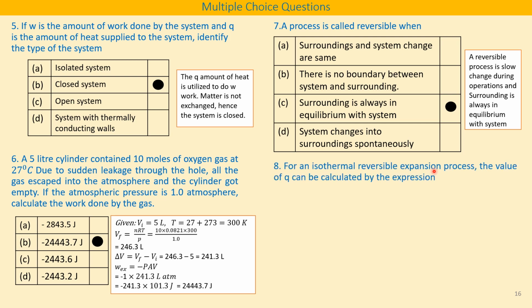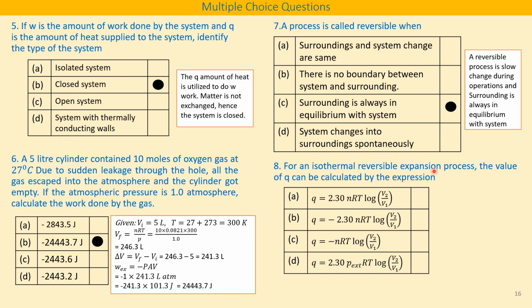Next question. For an isothermal reversible expansion process, the value of Q can be calculated by the expression. Please read all the four options carefully. The difference here is positive, option B is negative, option C is minus nRT. Here the value of 2.303 is missing, and here Q is equal to 2.303 into P external. So note down all the differences. Just recall your memory and remember the equation Q is equal to minus W is equal to 2.303 nRT into log of V2 by V1. This is given as option A. Please mark it.